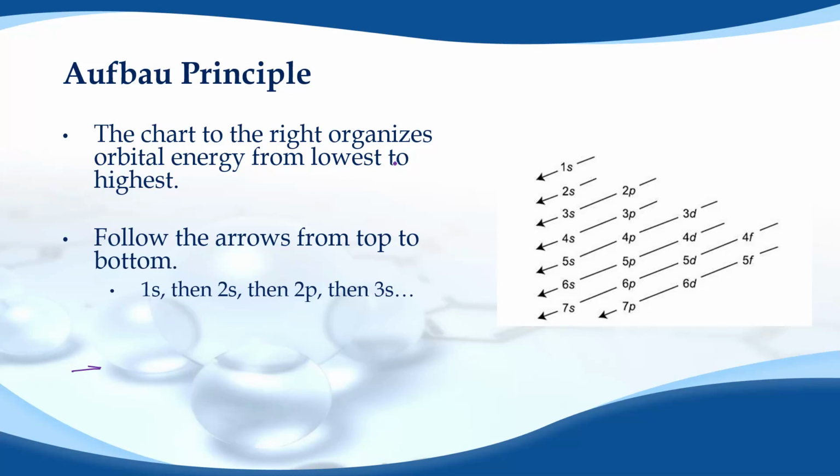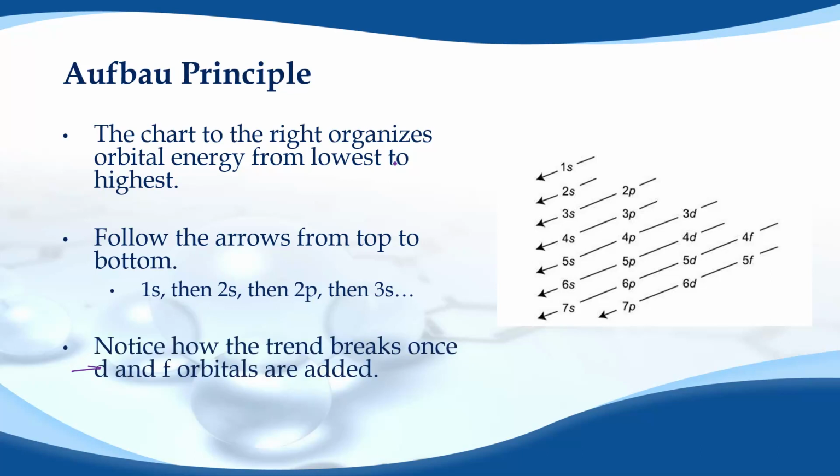Wait a minute. Why do we have that break there? Why does 3d fill in after 4s? The reason for that is that even though 3d is closer to the nucleus than 4s is, the third energy shell is closer than the fourth, there are so many electrons in that 3d sublevel that you get increased repulsion, which means that it's actually at higher energy.